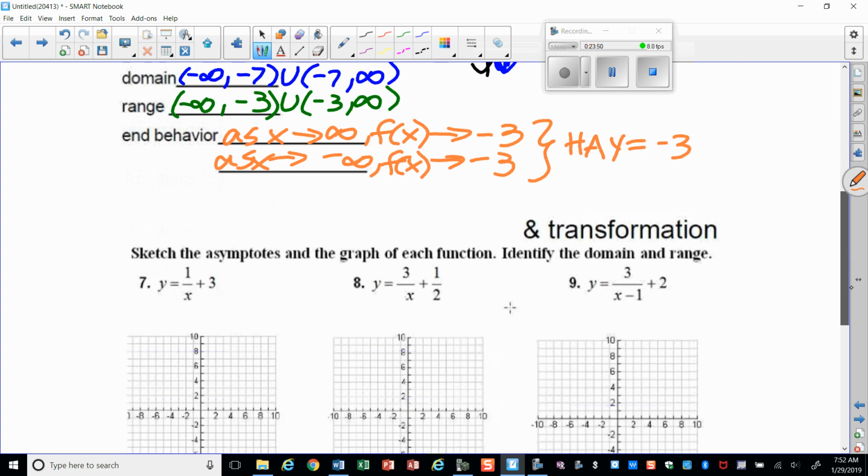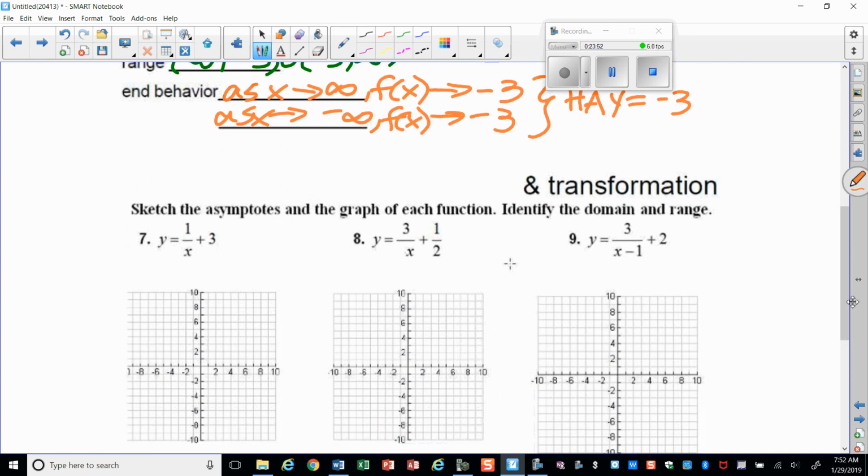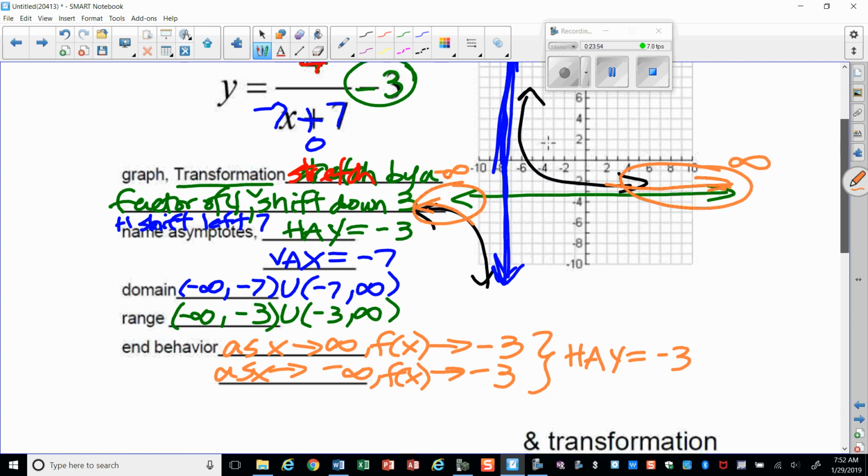All right, so go ahead and practice these. Use your calculator to check your answers, and I would do that here. I would type that in my calculator just to make sure that's what it looked like. Okay, good job.